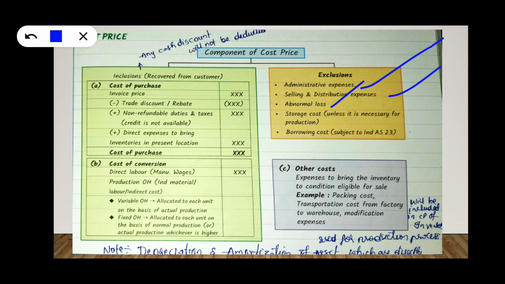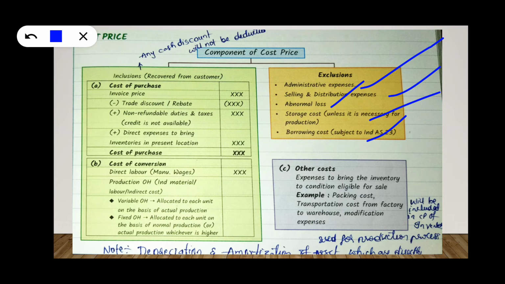For example, in your factory, one machine did not work, due to that you got a loss. The machine did not work because of your own default, due to that you have an additional 30,000 cost. This should not be included in the inventory. Next, storage cost, unless it is necessary for the production. For example, when you produce a tomato, it is necessary to store because it will go stale, so storage costs are necessary. Next, borrowing cost, only when it is necessary do we include it, when it is not necessary we do not include it.